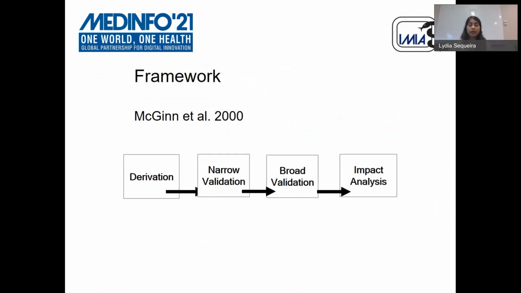So over 2 decades ago, McGinn et al. detailed 3 main steps in creating a clinical prediction rule, which have a broader application to predictive models for clinical use, such as suicide risk prediction models. These steps include derivation, which is identification of factors with predictive power; validation, which actually comprises 2 different types of validation: narrow validation, which is applying the model in a similar clinical setting as its derivation, and broad validation, which is applying the model in multiple clinical settings. And then finally, the third phase is impact analysis, studying how the model changes clinician behavior, improves outcomes, and reduces costs.